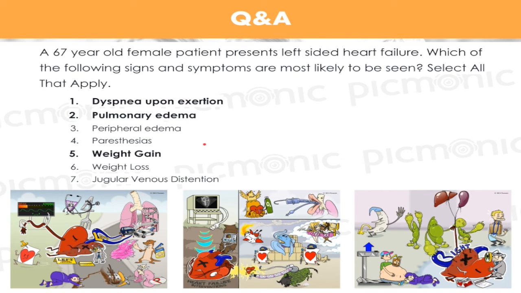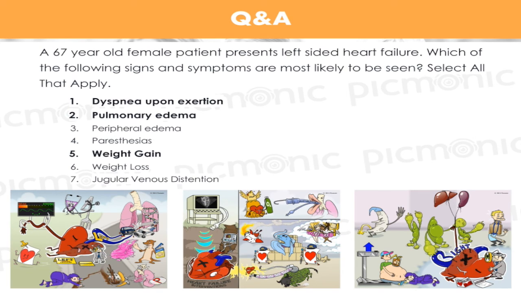So you can quickly look at this and easily just go through and say, well, a patient with dyspnea upon exertion, of course. Pulmonary edema, yes, pulmonary edema, increased fluid inside the lungs because of that fluid backup and excess pressure. So it leaks out. That's why you see that pink frothy sputum. And of course, weight gain. We see weight gain in all left and right-sided heart failure.